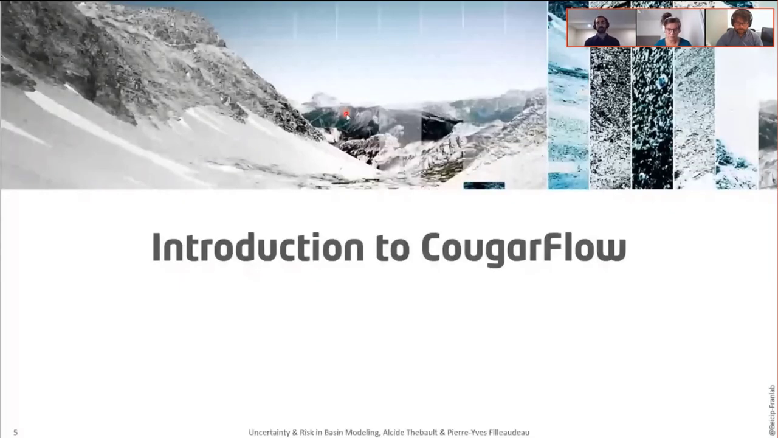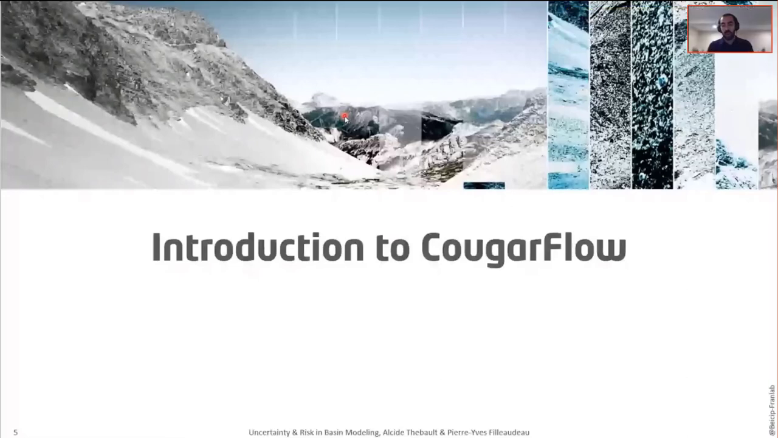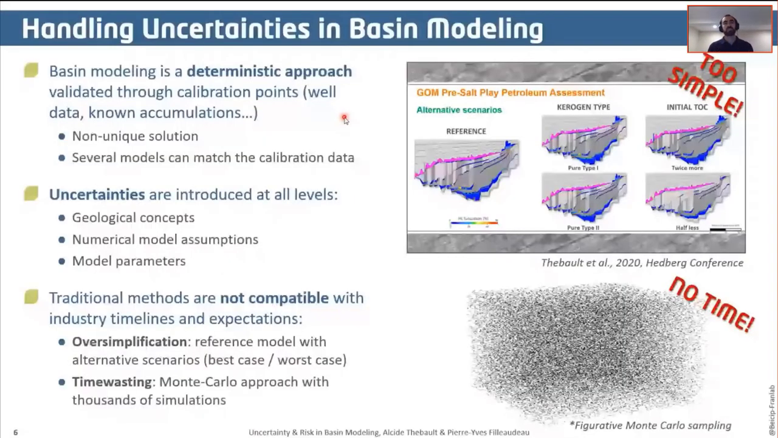Thank you very much, Marie, for the introduction, and hi, everyone. So let's start by introducing CougarFlow and actually why we need to take into account uncertainties in our basin models and how to properly handle them. So why do we need to handle uncertainties in basin modeling?